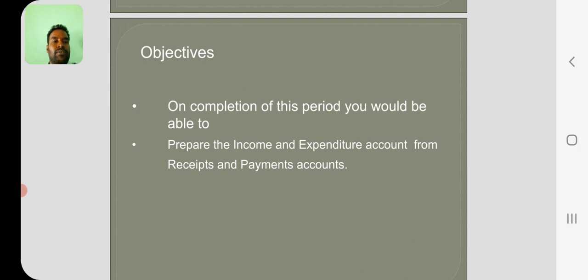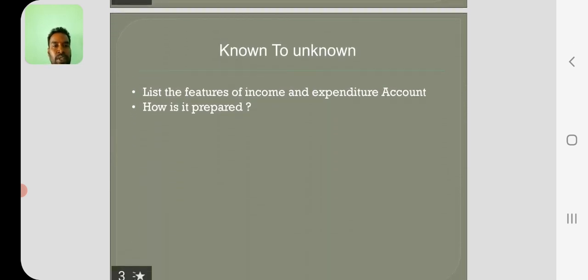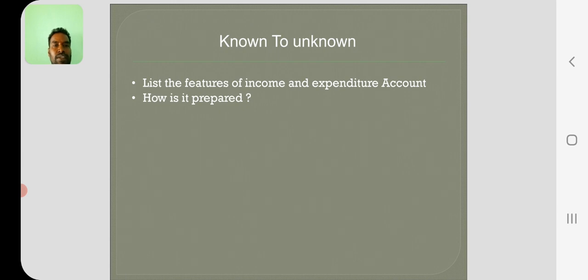See here. So prepare an income and expenditure account from receipts and payments account. See, you may be able to know. Okay. And list the features of income and expenditure account, how it is to be prepared.